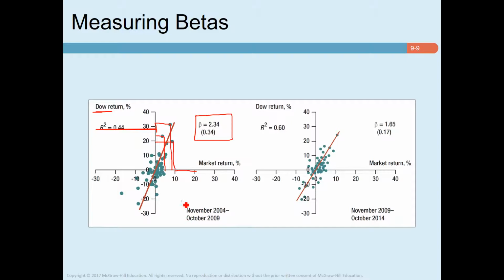This regression was run for the period between November 2004 and October 2009, and this is for November 2009 to October 2014. If you look at beta, for the same market return and stock return, beta has changed from 2.34 to 1.65, indicating that beta is not static. Beta changes over time, right? So if we use historical beta to forecast a future beta, we may not be very accurate.